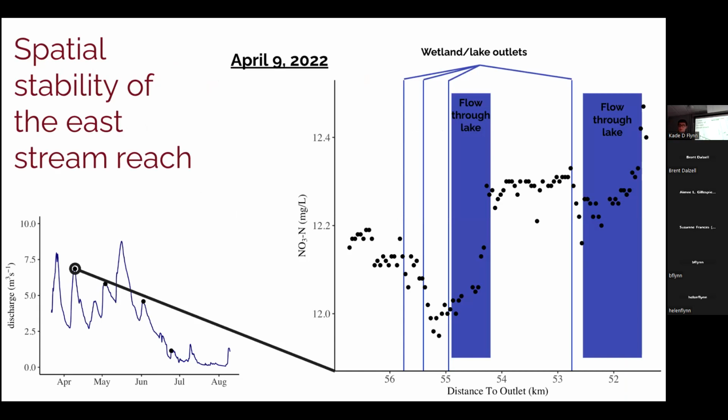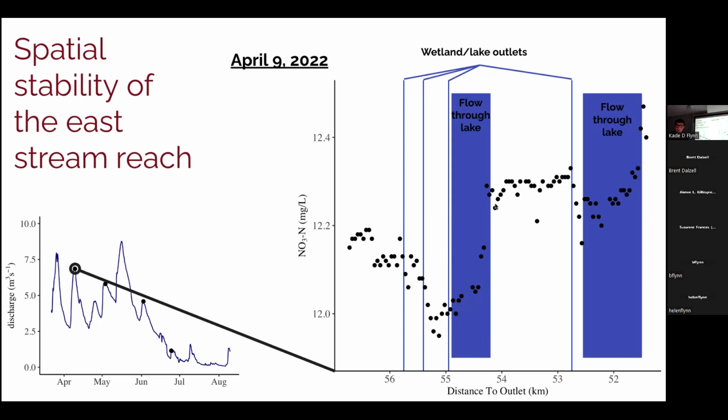So for that same stream reach, this is that plot of distance to the watershed outlet on the x-axis, nitrate concentration on the y-axis, with the location of these wetland and lake outlets draining into the stream marked, as well as the location of these two flow-through lakes. And we see during this high flow event early in the spring, nitrate concentration decreased drastically at the location of these lake and wetland outlets, and actually increased at the location of these flow-through lakes.